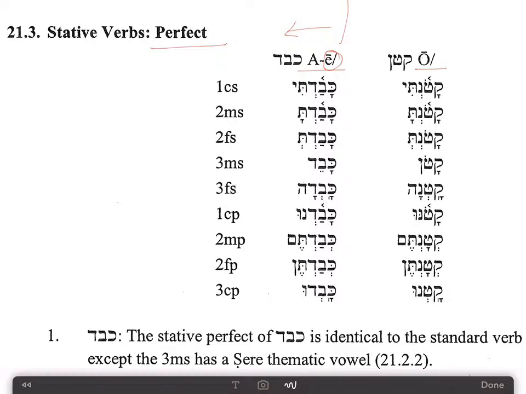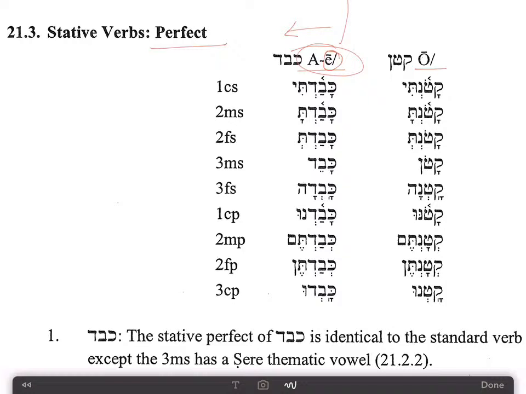very good, and we get kavadna, kevadtim. Notice the reduction in the pretonic, originally open propretonic, because the accent shifts on the heavy ending. Kevadtin, and then kavedu. Okay, so all of this is the same as the paradigm we just learned. We just now associate a different theme vowel with it.